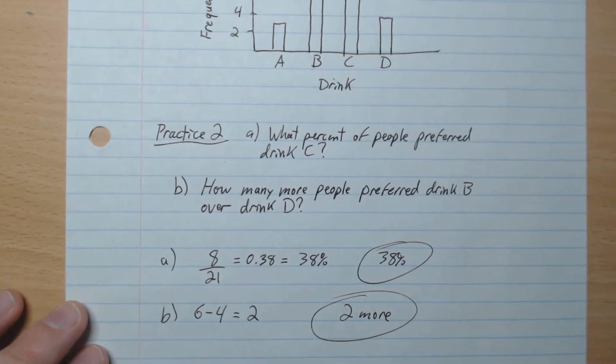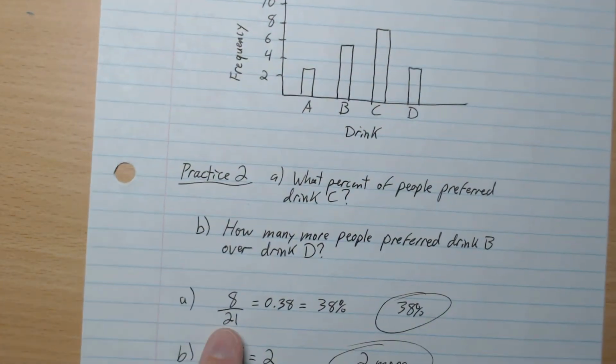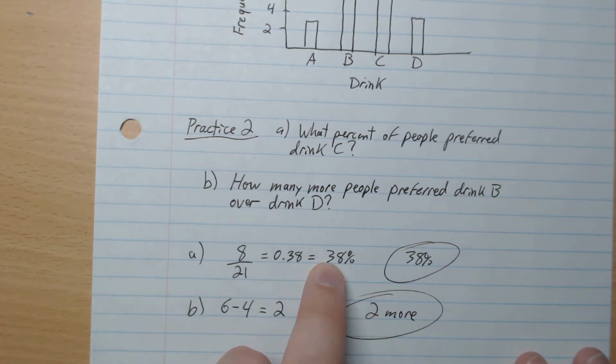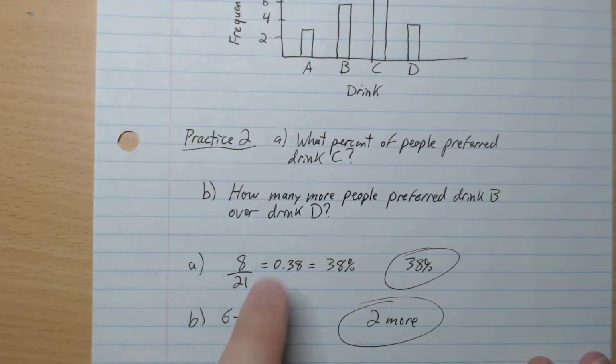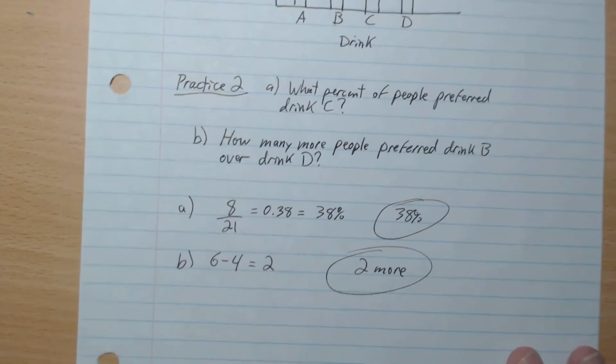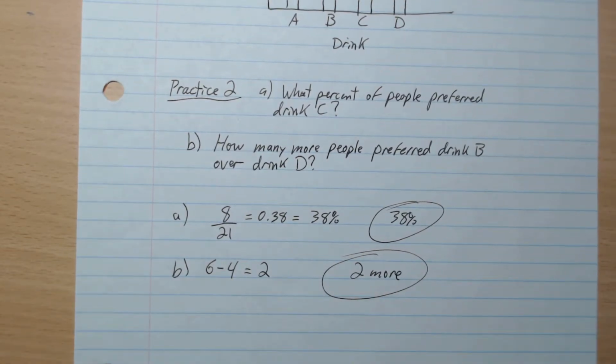Okay, we're back. So we see here that drink C is 8 and the total is 21. So that gives 8 out of 21, which is 38%. And then how many more? B and D. So we have B 6, D 4. So 6 minus 4 is 2. So 2 more, like that.